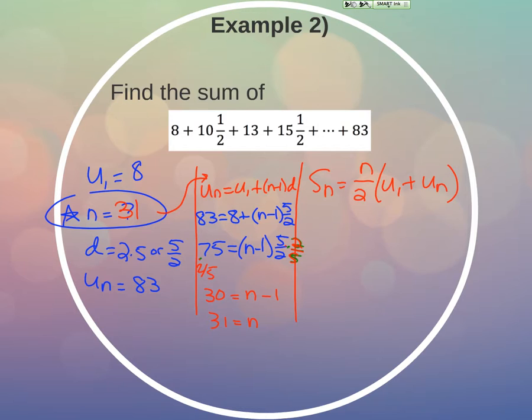Now that we have that, we can go ahead and plug in the first term, the term number, and the last term into our formula. So we're going to have 31 terms. So I have 31 divided by 2 times 8 plus 83.